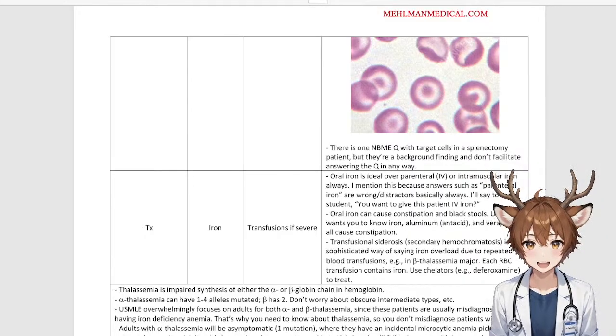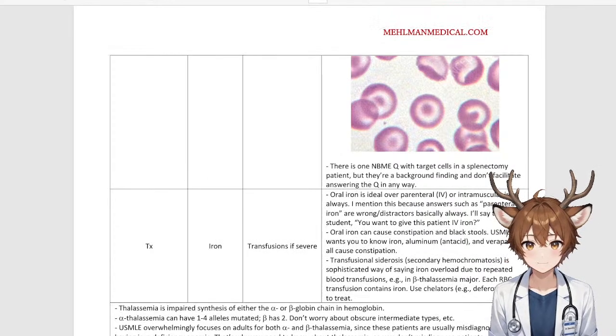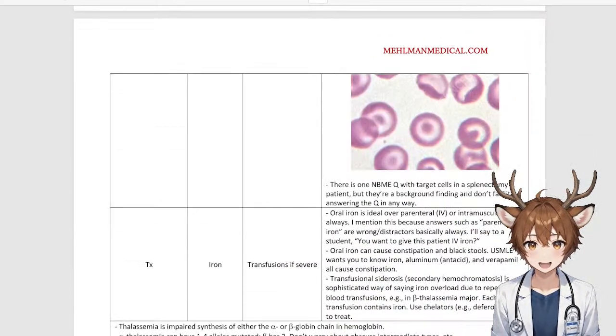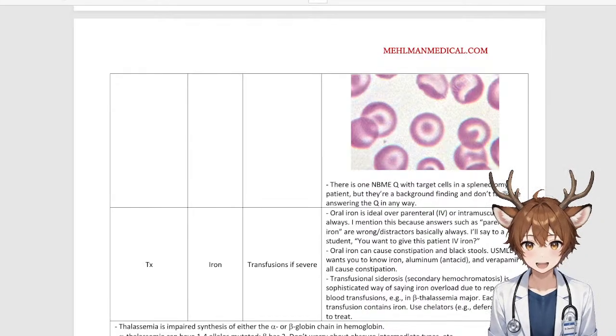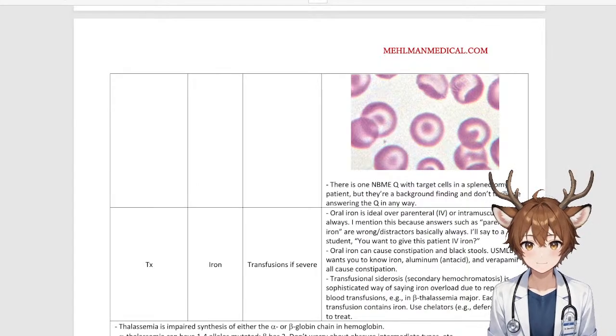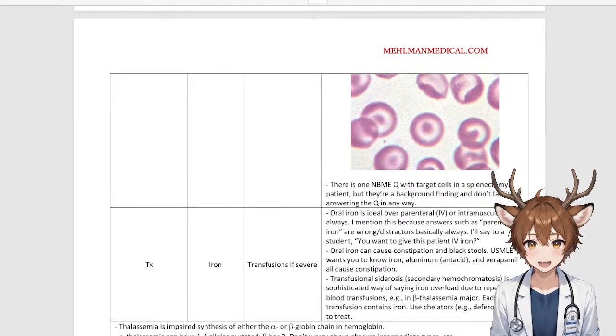So this is another picture right here. It says there is one NBME question with target cells. So these are the target cells right there. Before, we had those hypochromic cells from IDA. The ones down here, those are the actual target cells that we have for thalassemia. There is one NBME question with target cells in a splenectomy patient, but they're a background finding that doesn't facilitate answering the question in any way.